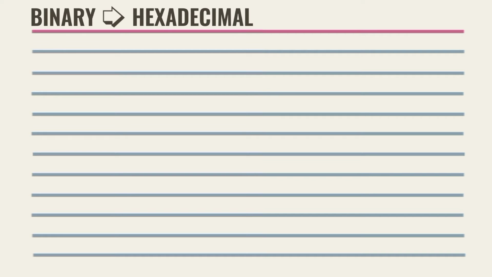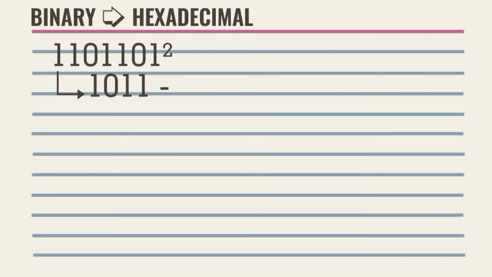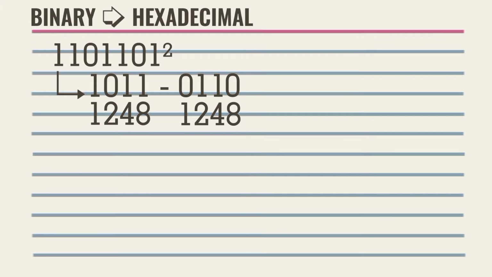Let's stick with 11011101. So first is to break the set into groups of 4 starting from the last digit. Then it should become like 1101 and 1101. Then place 1, 2, 4, 8 under each group and start multiplying it. So 1 times 1 is equal to 1, 0 times 2 is equal to 0, 1 times 4 is equal to 4, and 1 times 8 is equal to 8. Then sum all the results up.